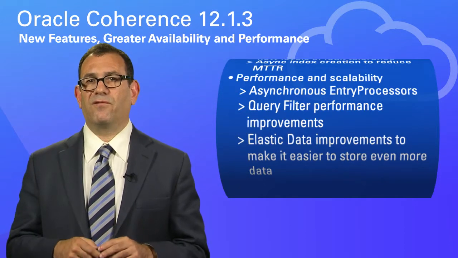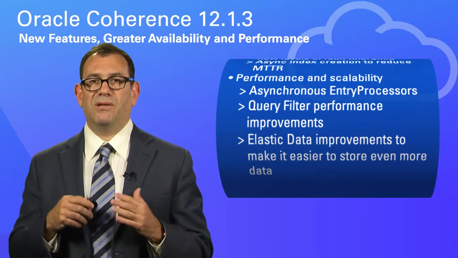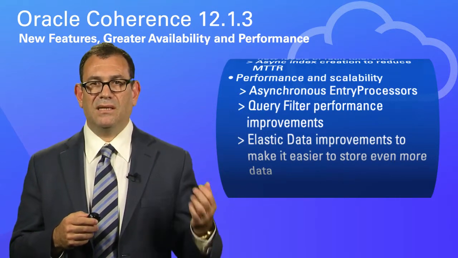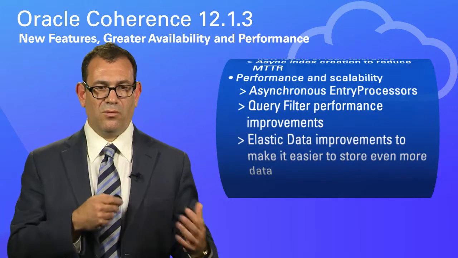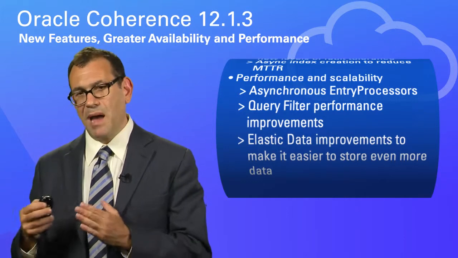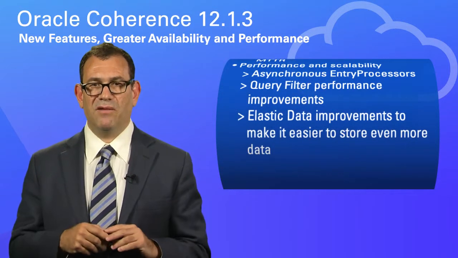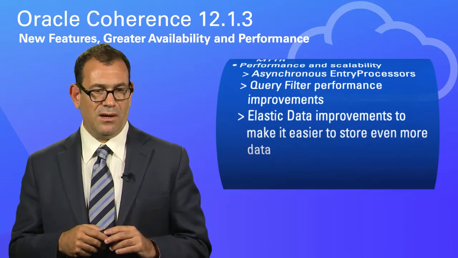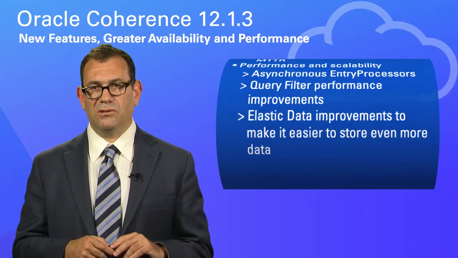We've also added a number of performance and scalability features. We've added asynchronous entry processors. This refers to the ability to target processing at objects within the data grid and do that processing asynchronously. We've always had the ability to do it synchronously. Doing it asynchronously will bring you a whole raft of scalability benefits. Then some smaller, or seemingly smaller, but impactful changes. We've improved query filter performance by some changes to POF extractors. And we've made elastic data improvements to make it easier to store even more data. And in fact, I've seen deployments of Coherence now around the 20 terabyte range, which was just unheard of, even a release ago.